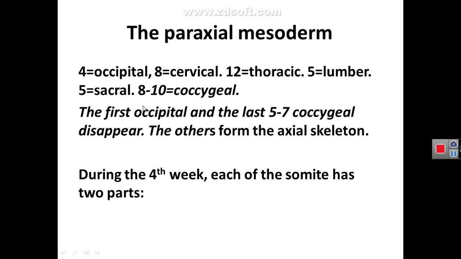Finally, we will have 8 to 10 pairs of somites in the coccygeal region, and that's why if you have 8 pairs in the coccygeal region, you will have 42 somites, and if you have 10 pairs, you will have a total number of 44.